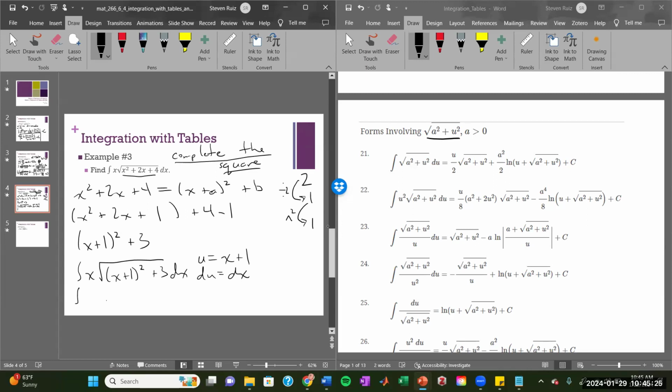So underneath the radical becomes, actually, oh, u squared plus radical 3 squared times du. What happens to that x? I can rewrite it in terms of u. Oh, it's u minus 1. In my notes, I said I used formula 21 with this, but I don't think I was telling the truth.